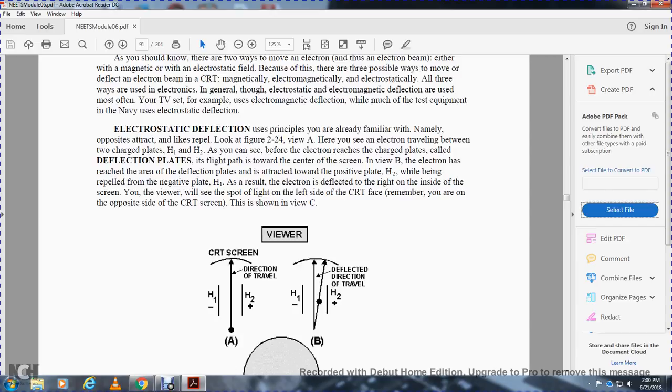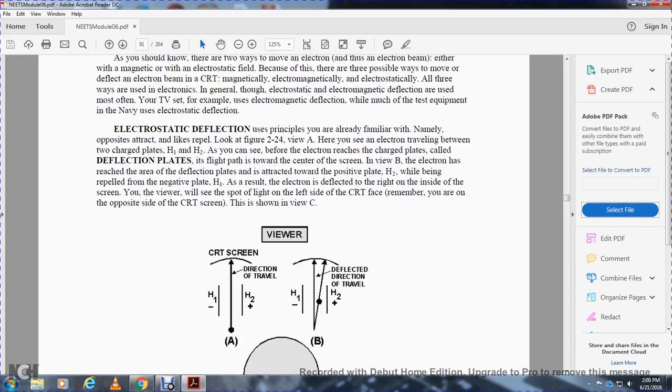Electrostatic deflection in principle is something you are already familiar with, namely opposite poles attract and like poles repel. Look at figure 2-24, view A. You see an electron traveling between two charged plates, H1 and H2. As the electron reaches the charged deflection plates, its flight path is toward the center of the screen.